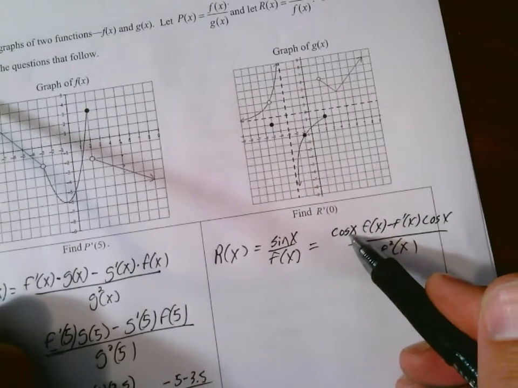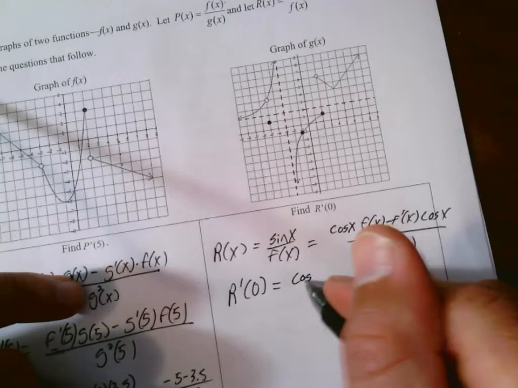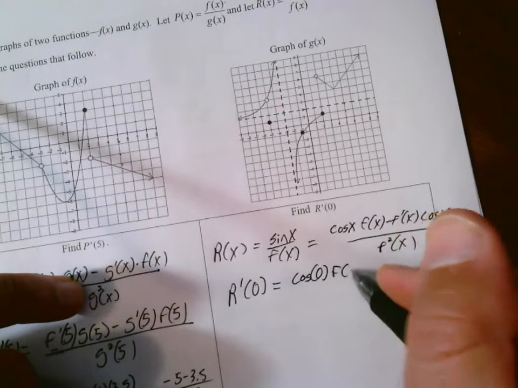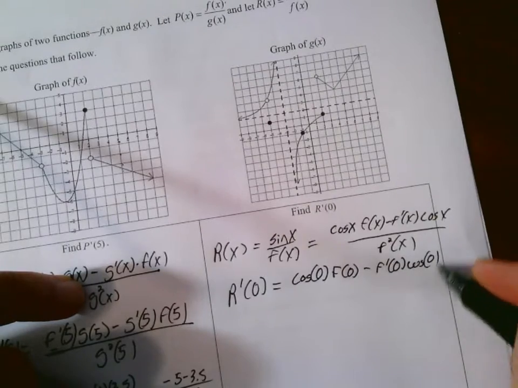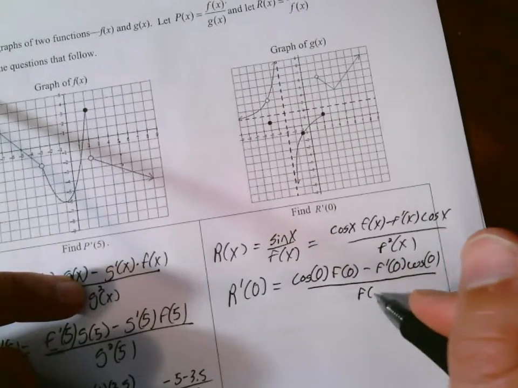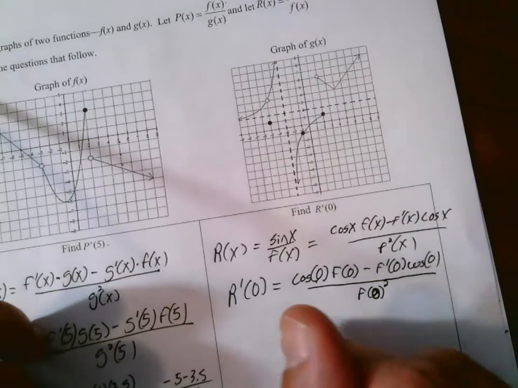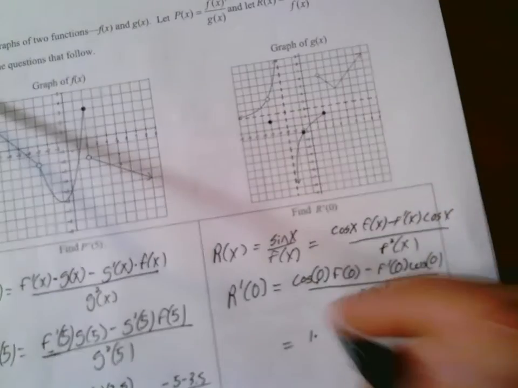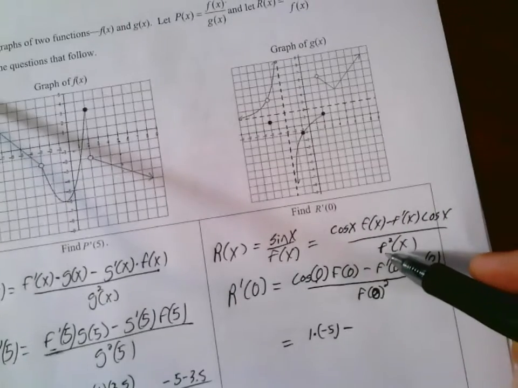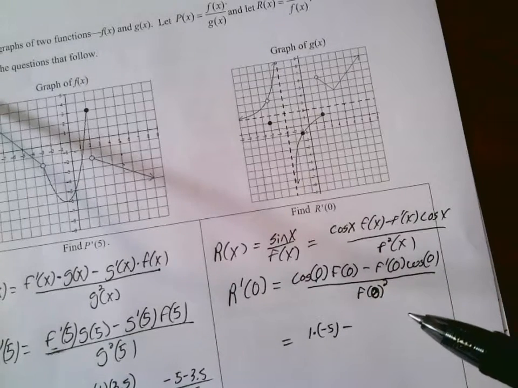I want to know what 0, cosine of 0 is 1. Let me write it out. That's why we do these, so I can slow down. Sometimes we lose time in class answering questions, which is why we started this. Cosine of 0 is 1. F of 0. F of 0 is negative 5. F prime of 0. It does not give me F prime of 0.